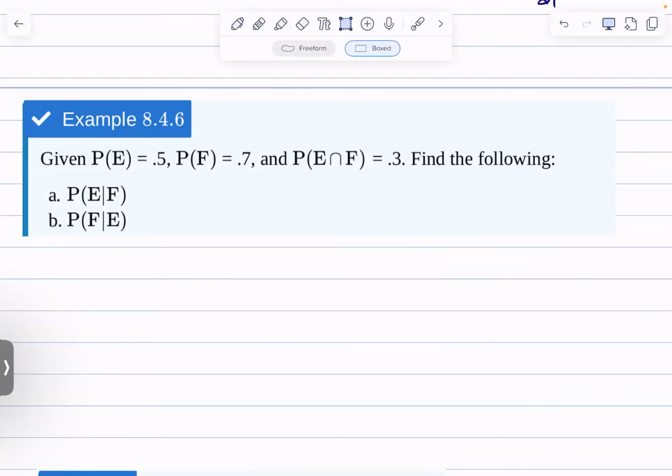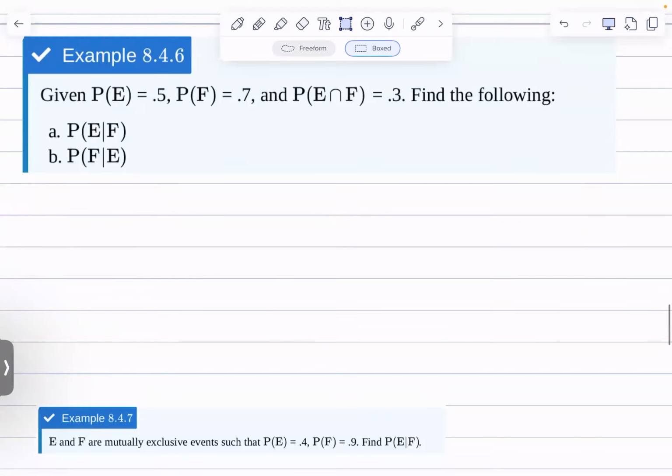So in this case, we are given some probabilities. We're given that the probability of E is 0.5 and the probability of F is 0.7 and the probability of E and F is 0.3. And we have to find the probability of E given F, but also the probability of F given E, which will likely be different. So here we go.